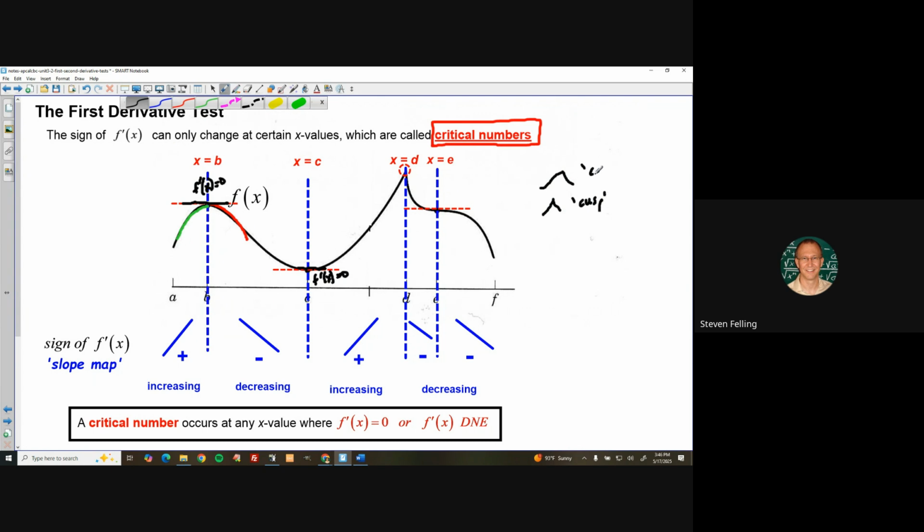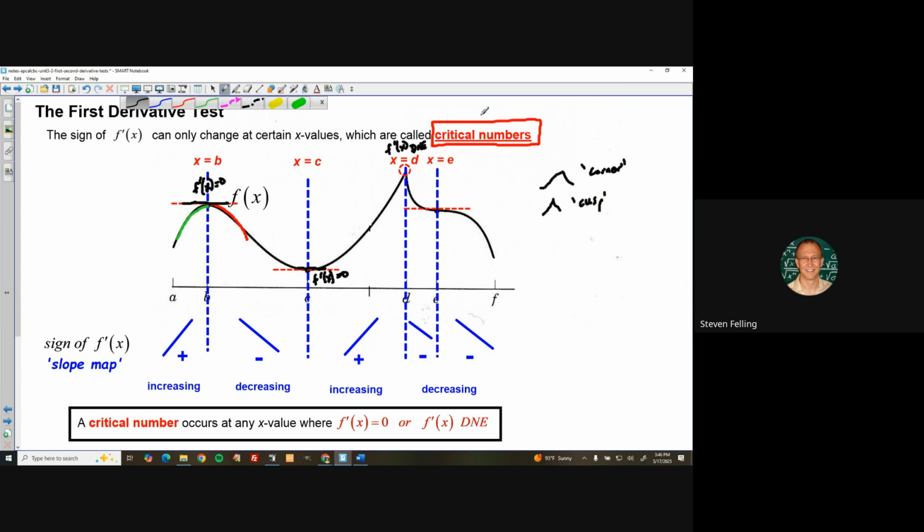This is referred to as a corner. And at those locations, that abrupt change means that the first derivative at that location does not exist. Right? So we could have a sign change there. We could go from increasing to decreasing, either at a place where the first derivative is 0 or wherever the first derivative does not exist.